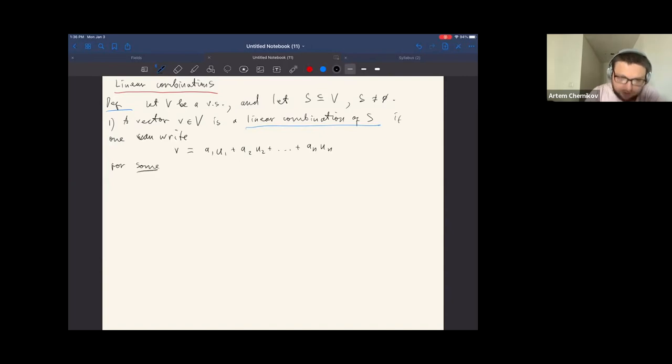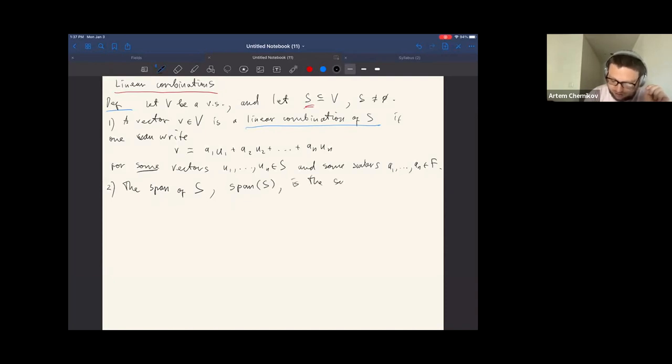for some vectors U1 through UN in the set S itself, and some scalars A1 through AN in the field of scalars F. So a vector V is a linear combination if we can write it as a sum of vectors from S, the set we're starting with, with arbitrary scalar coefficients applied to them. Somehow this means that the set S can see this vector V. It's possible to express V in this form using vectors in S. So this is one. And two, using this, we can define the span of this set S, which is typically denoted as span S.